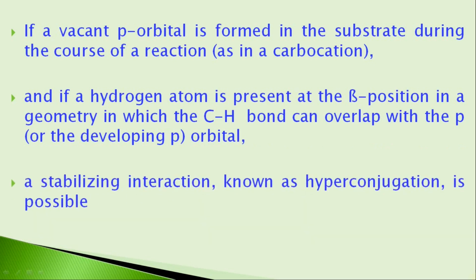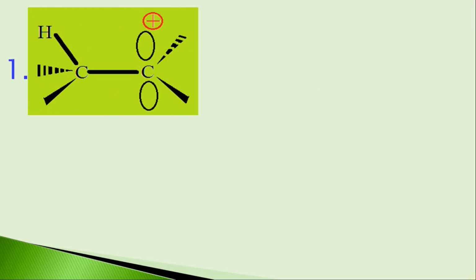Now, it results in an interaction between the CH bond and the developing p orbital. This interaction is known as hyperconjugation, and the possibility of hyperconjugation results in beta secondary KIE. Let us understand this explanation with the help of the following representation.